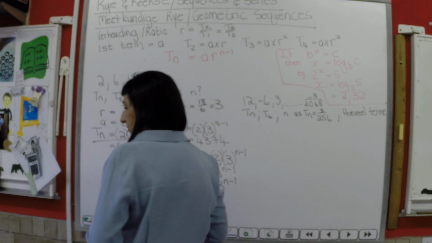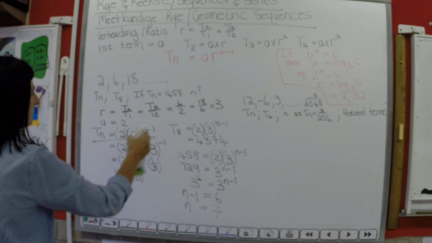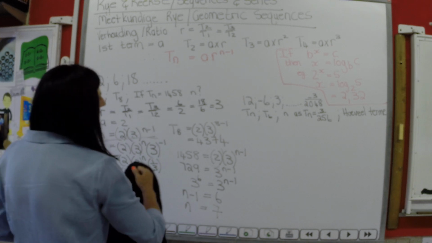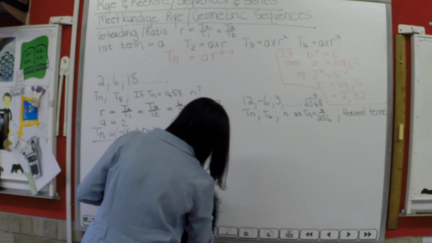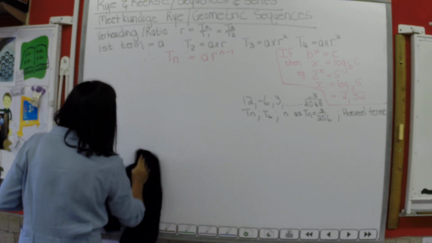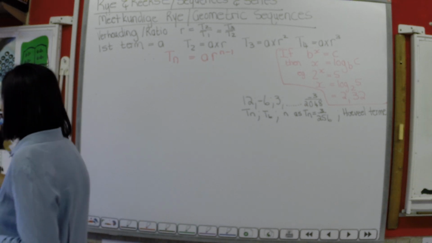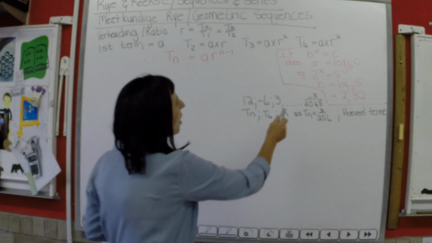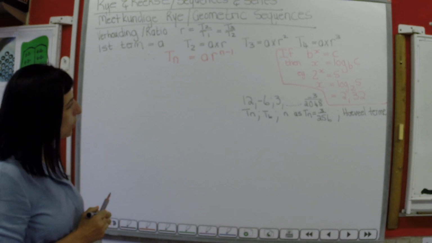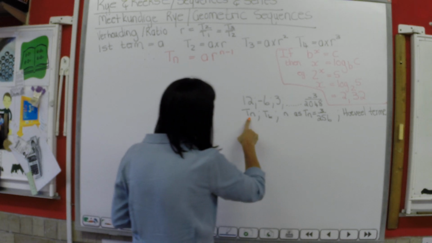Let's look at this example. Make some space. Daai voorbeeld is weer, hulle sê dit is 'n meetkundige ry. Meetkundige ry 12, minus 6, 3 en hulle gee die laaste term. The previous example, the last term wasn't given. So die eerste vraag wat hulle vra hier is bepaal Tn.